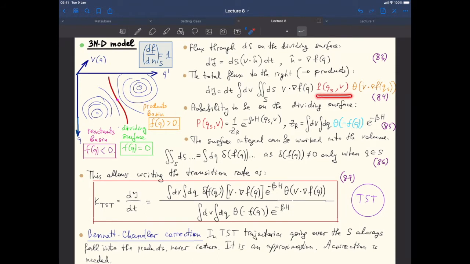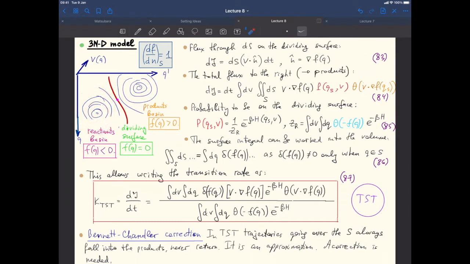Now let's have a look at this probability to be on the dividing surface. That probability is given exactly as in the one-dimensional case by the canonical distribution. So this is the Hamiltonian of our system, calculated at that point on the multidimensional dividing surface. It depends on the velocities because the kinetic energy is there as well, and Z_r is the partition function, which is calculated only within the reactant basin. This is exactly what we did in the one-dimensional case as well.